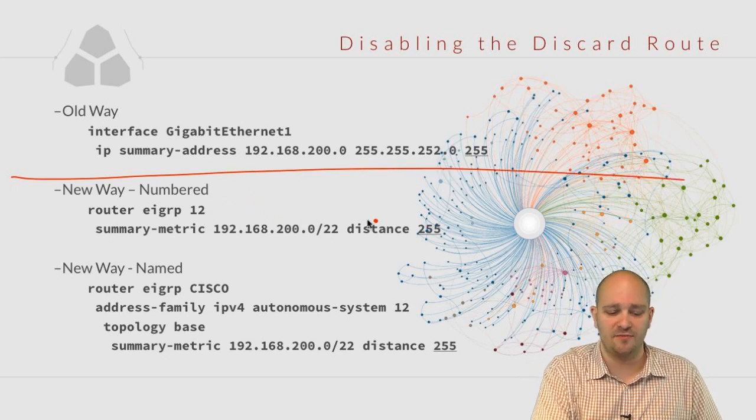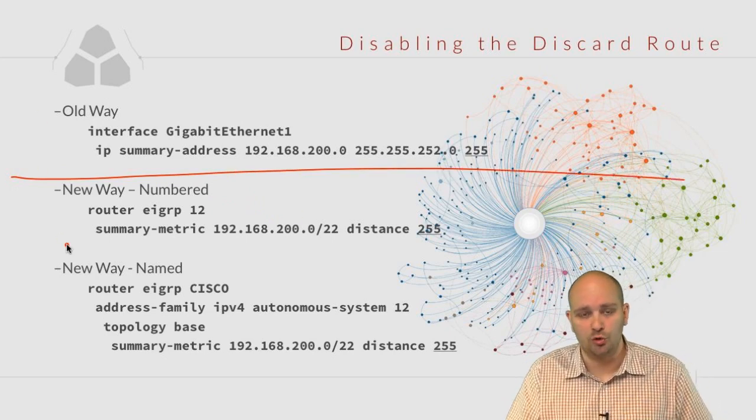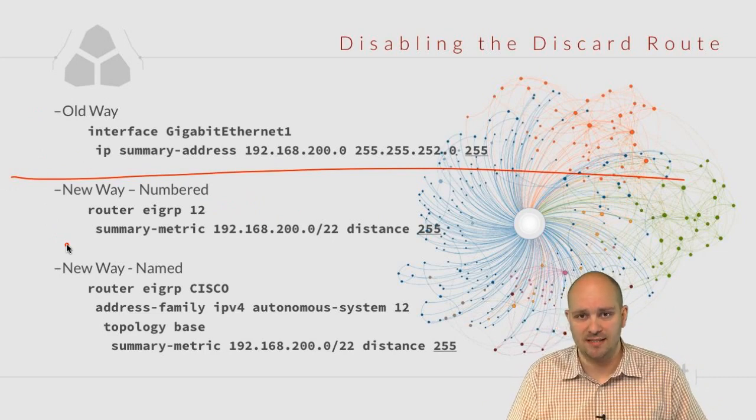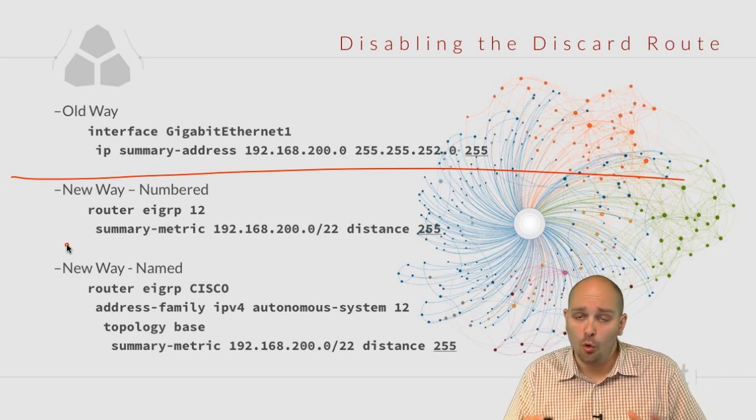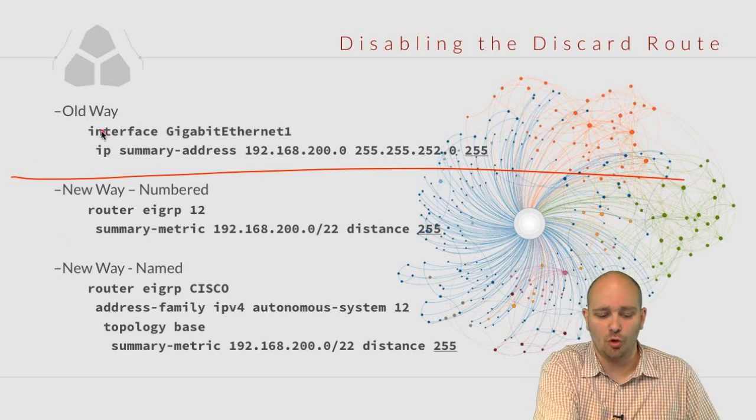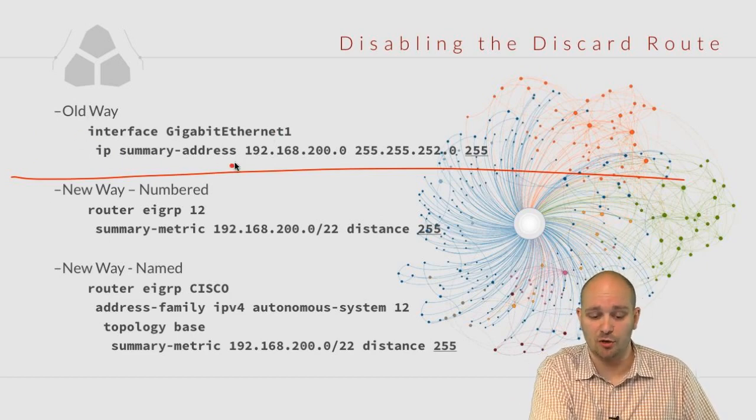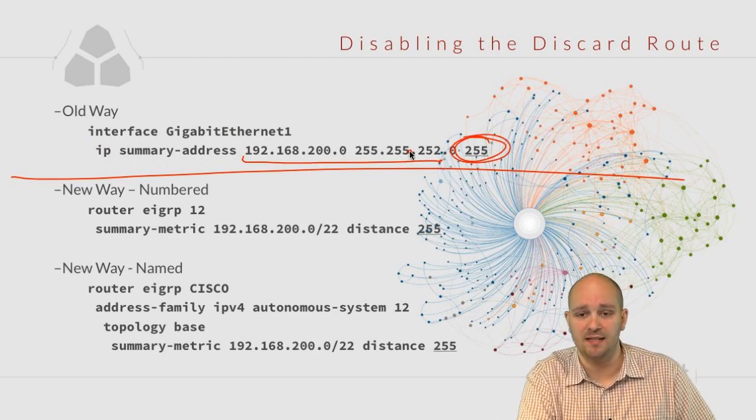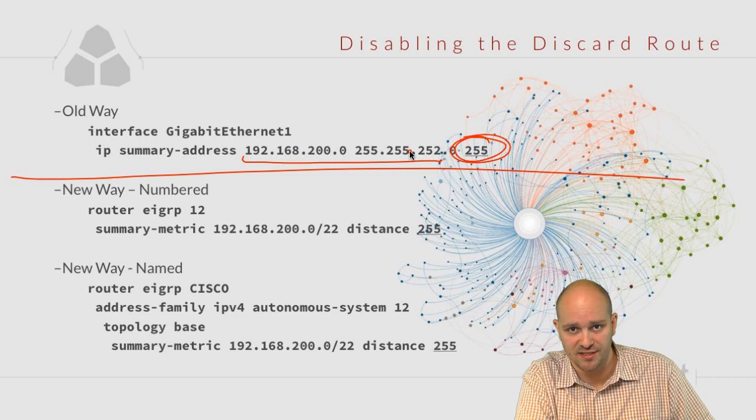Prior to IOS 15, so this is the old way, the way to change the admin distance of the discard route or to disable it was to go under the interface where you have actually configured your summary address, create the summary, and then specify the admin distance at the end of the summary.